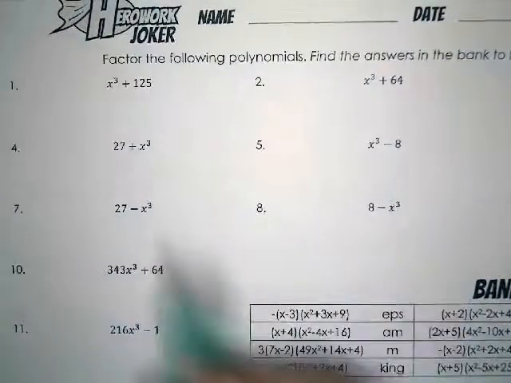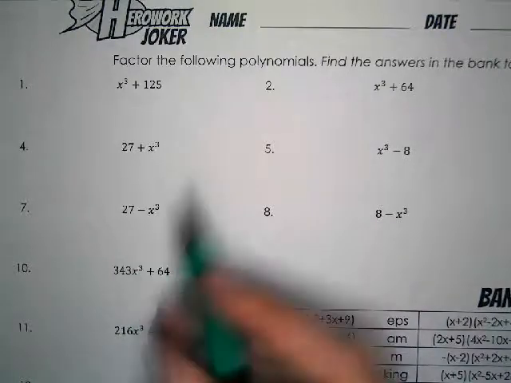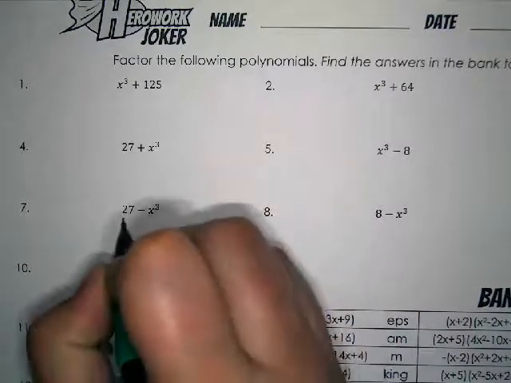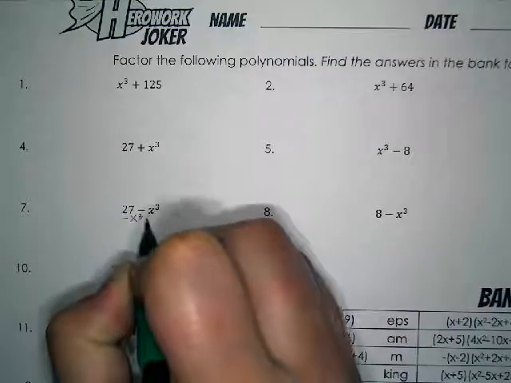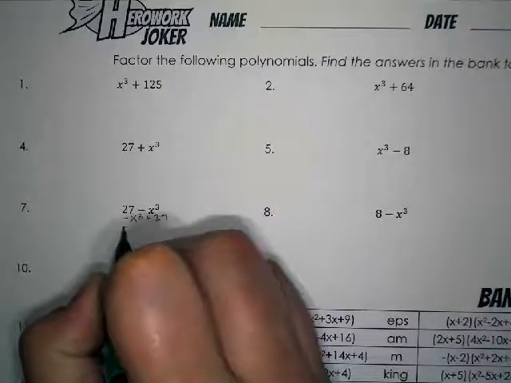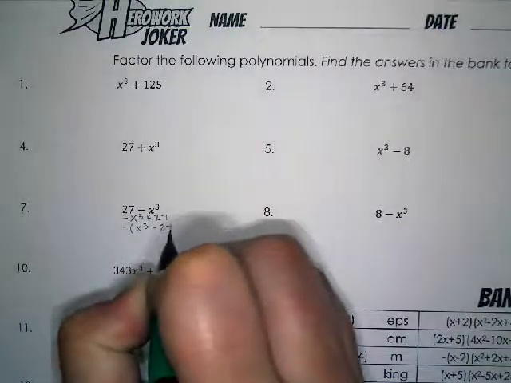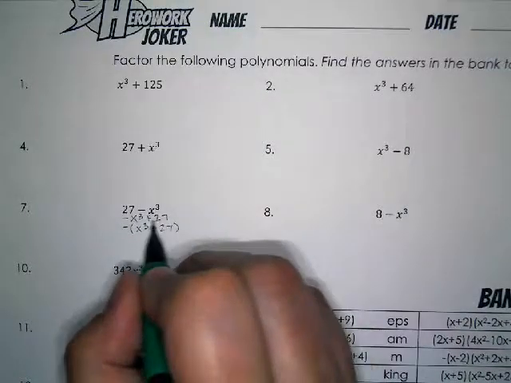So negative x to the third plus 27, okay? And then what else should I do? Take the negative out, x to the third minus 27. So when I do the problem, I'm going to pretend the negative's not even there. But in my final answer, I'm going to have a negative in front of the little set of parentheses.